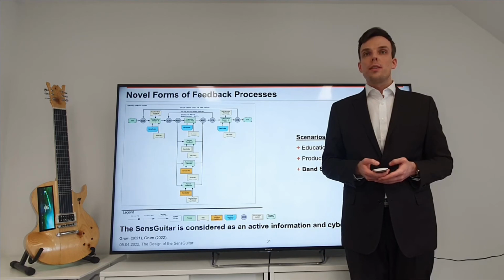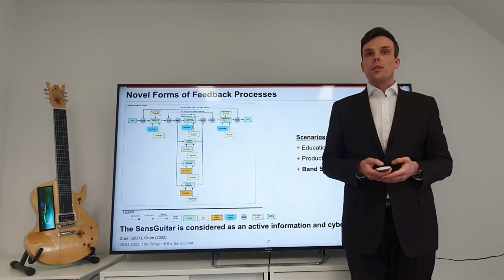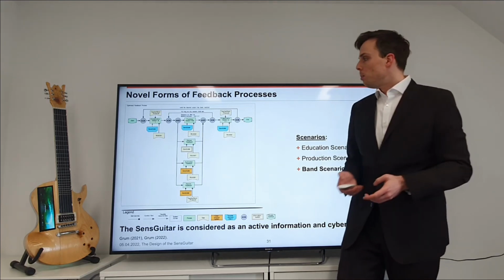Because of the new sense instrument process design, the musician is supported as follows. First, a process step called manual feedback.